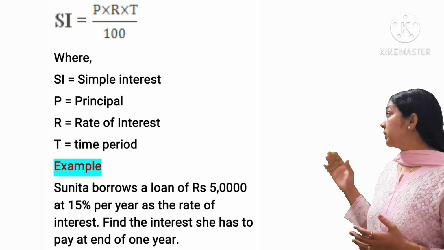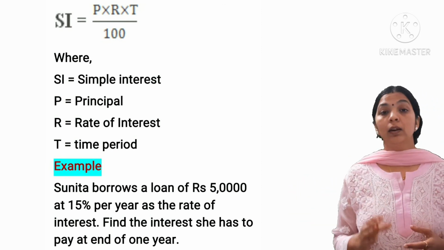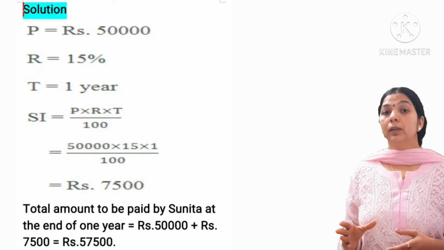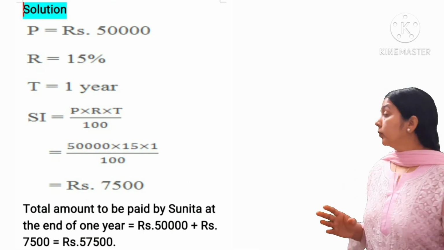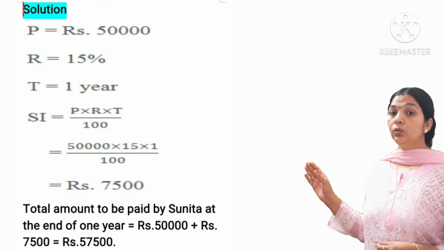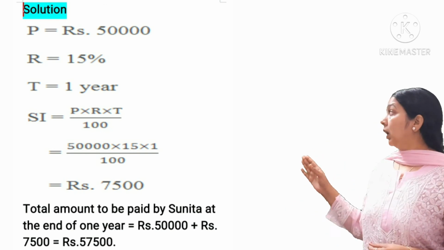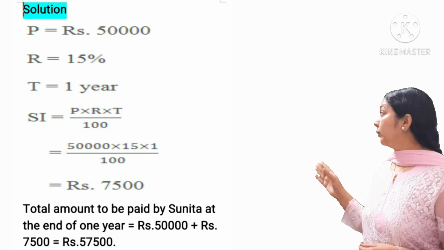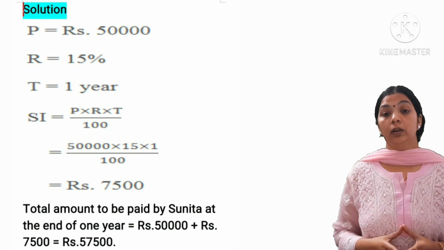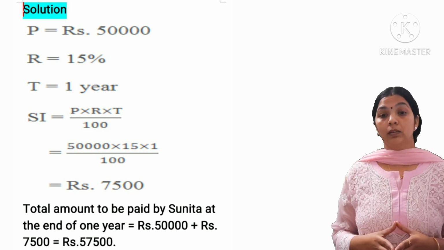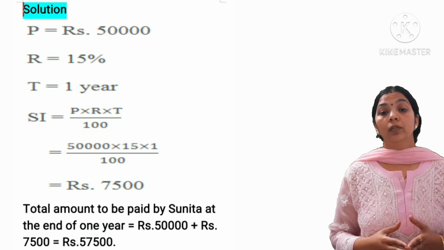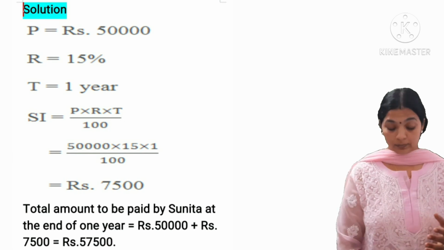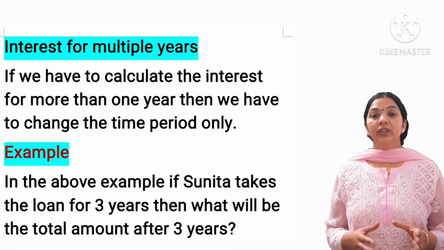So we have to calculate simple interest for 1 year at the rate of 15%, and the principal amount is 50,000. So we will simply place the values: P is equal to 50,000, R is equal to 15, T is equal to 1. So putting these values in the formula, we will get 7,500. So total amount to be paid at the end by Sunita will be 50,000 plus 7,500, that is 57,500. Okay.